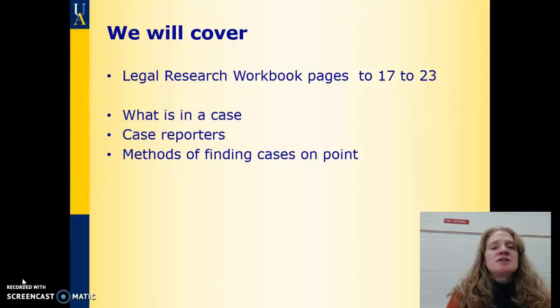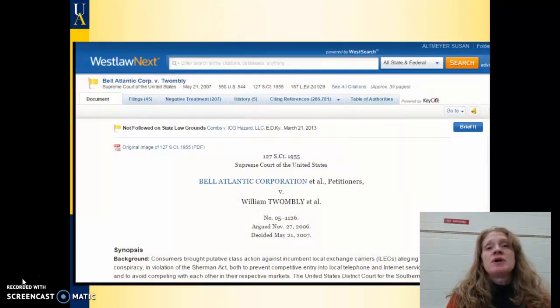We're going to cover what's in pages 17 to 23. We're going to cover that over the next couple videos, really, pages 17 to 23 of your legal research workbook. In this short video, we're going to talk about what is in a case, what are case reporters, and some methods of finding cases on point.